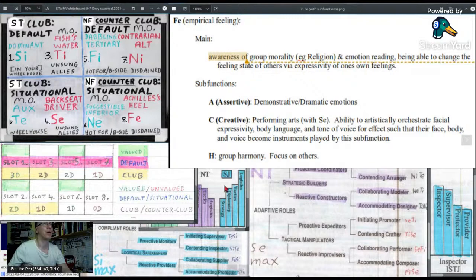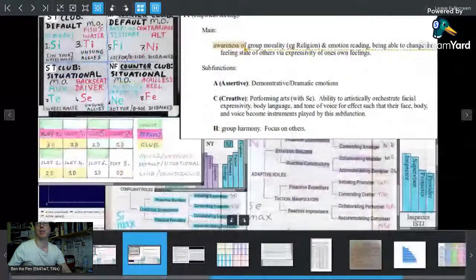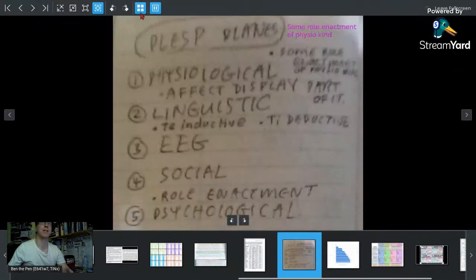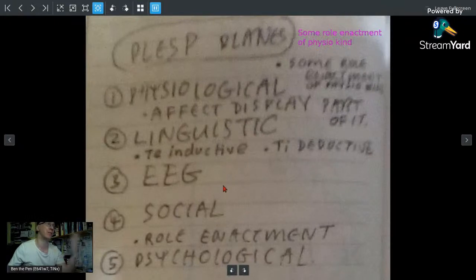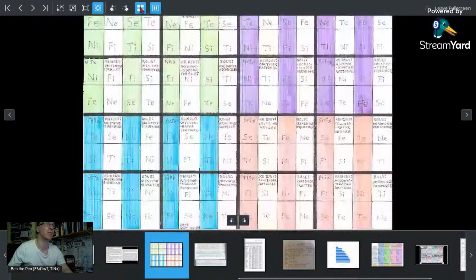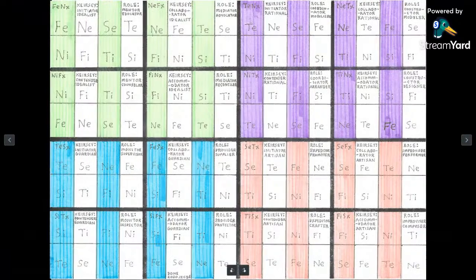I think that is pretty much it. Besides, plus planes are different functions, like FE, like reduced affect display. So there's a component of FE that shows up in facial expressivity, and then all of those, well, you can see what they are. I don't need to tell you what they are. You can see what they are.